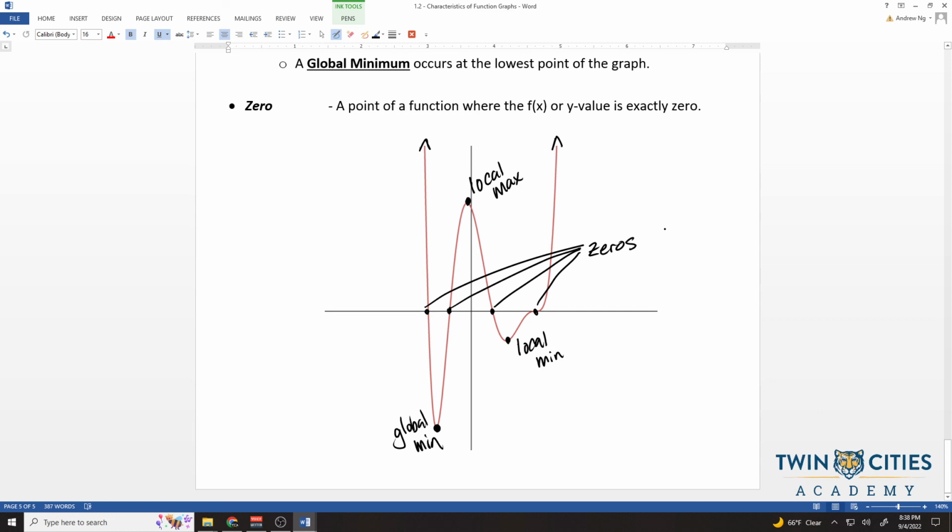So hopefully this gives you a better idea of how to look at graphs and identify different parts of graphs, whether they're increasing, decreasing, or whether they're positive, negative, as well as what certain specific points on your graph are and what they're named.